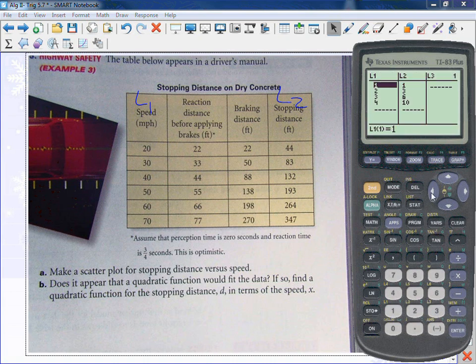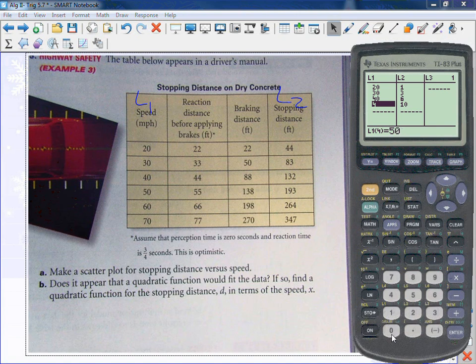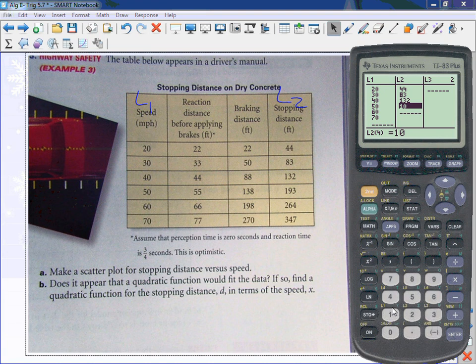In my L1, I'm going to put 20, 30, 40, 50, and in my L2s, 44, 83, 132, 193, 264, and 347. They should be lined up. You should have the same amount on both. If not, you're going to get an error.